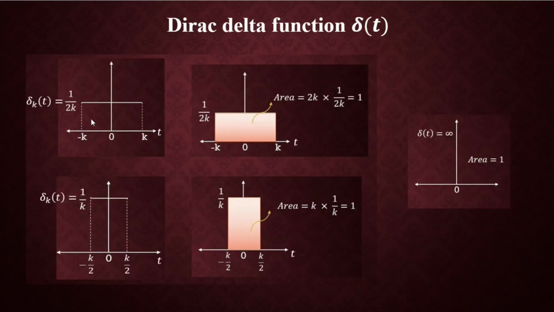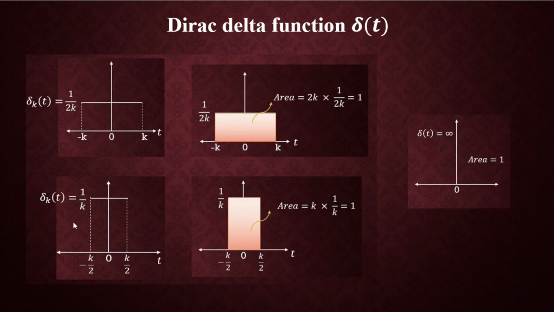Now, look at these box functions. The function δk(t) is equal to 1/(2k) when -k ≤ t ≤ k, and 0 otherwise. Here, the area will be equal to 1 because the width is 2k and the height is 1/(2k). Therefore, the area is 2k times 1/(2k), which is equal to 1. Now, suppose this width reduces to half.